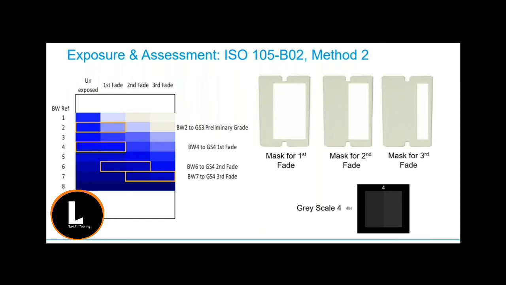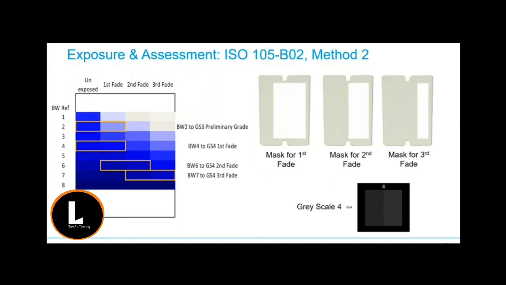We've mocked up a blue wool and made it a bit squarer so you can better see how the different wools will behave from fade to fade. So this test comprises 4 stages on the blue wool, which you can see outlined in the yellow on screen. So a preliminary assessment is made when blue wool reference 2 reaches a grayscale 3 to check for what is called photochromism, which we'll talk about later in the presentation.